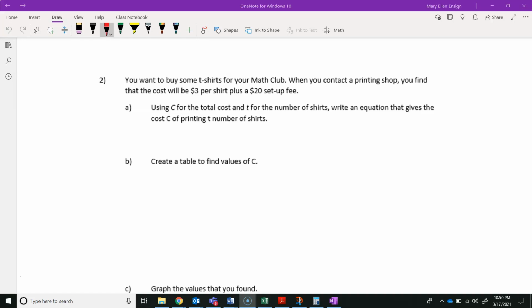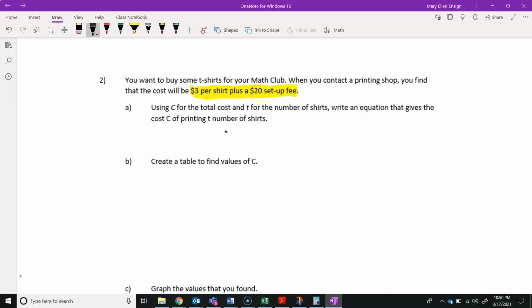So C is the total cost, T is the number of shirts. Write an equation that gives the cost. So you see up here the information that says the cost will be $3 per shirt plus a $20 setup fee. So think about what that means. No matter however many shirts I do, there's a $20 setup fee no matter what. That's constant. And then also, every shirt costs $3.